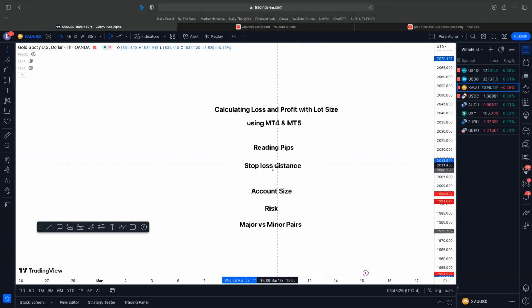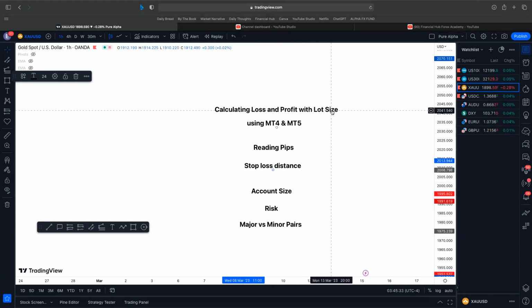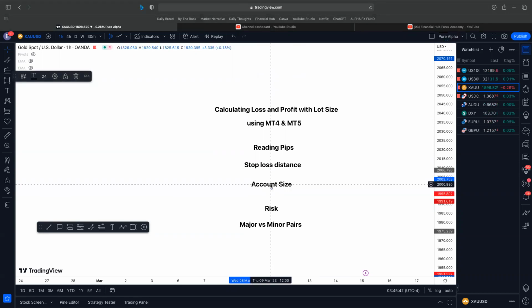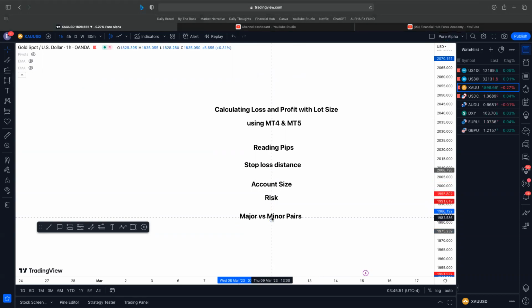Two, I'm going to show you your stop loss distance, which is important. This is where you're going to calculate your lot size from. You don't need the take profit distance, you need only the stop loss distance. Number two, what is important, account size. Different account sizes will require different lot sizes to be taken with respect to the risk that you're going to take on that account. And last but not least, I'm going to cover major and minor pairs because different pairs require different ways of lot sizing. So we'll cover that in a few.